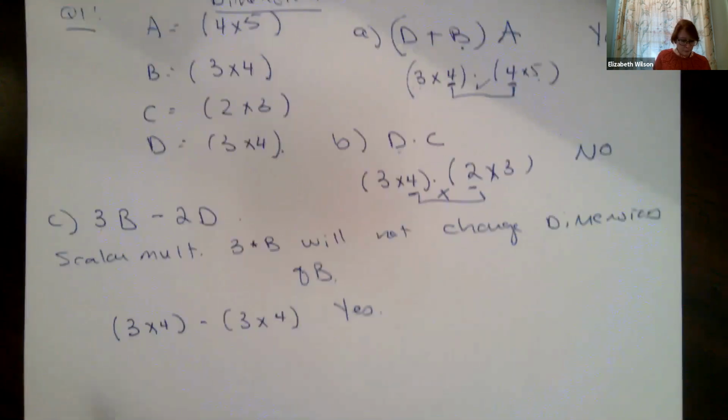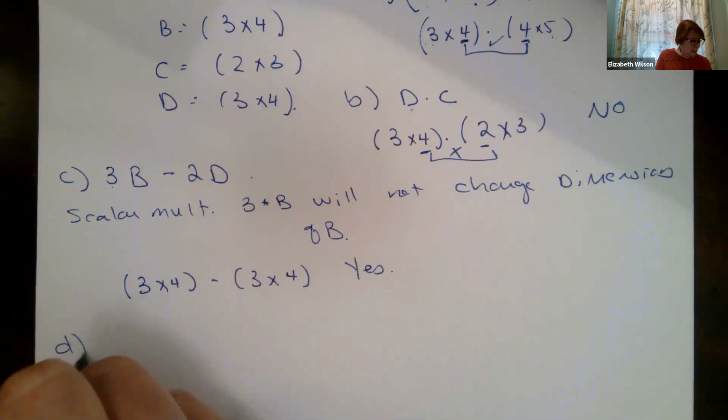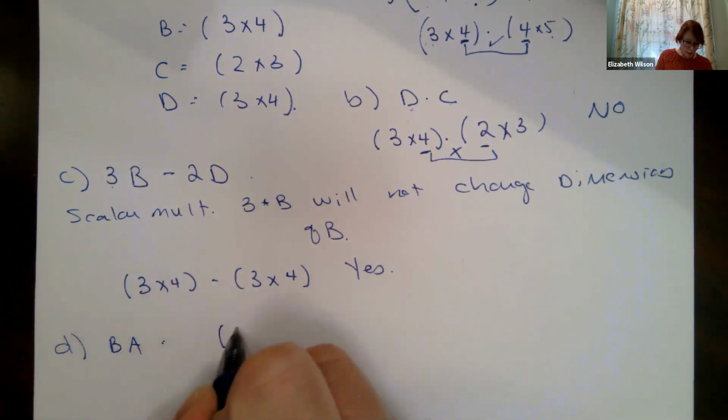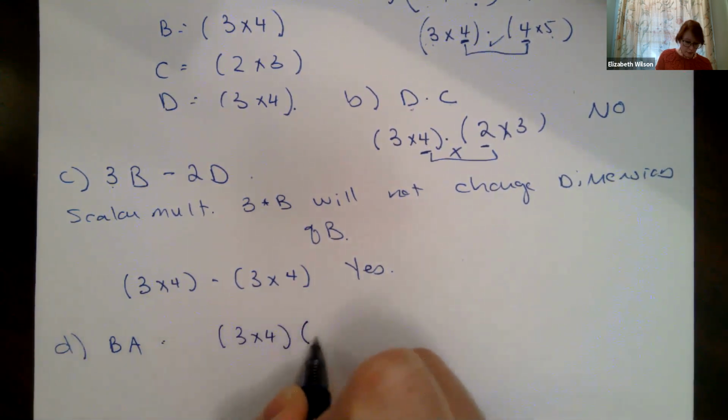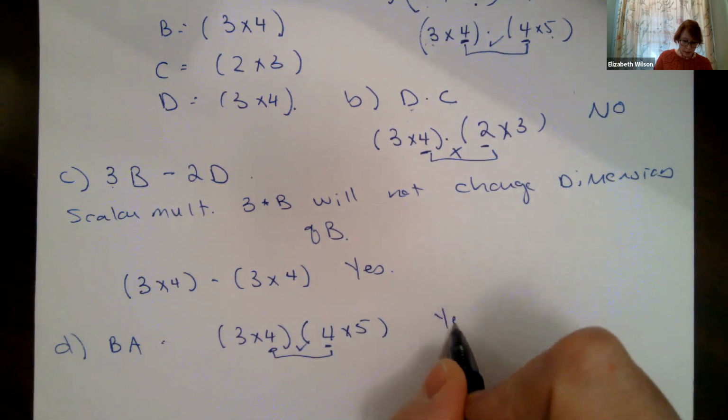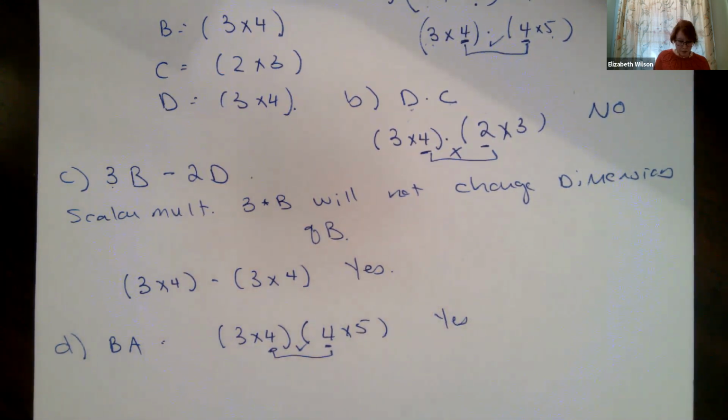Okay, that's part C. Part D said B times A. So B is a 3x4 and A is a 4x5. I check my inner dimensions. They agree. And that means, yes, I can do my multiplication. My answer will be a 3x5 matrix.